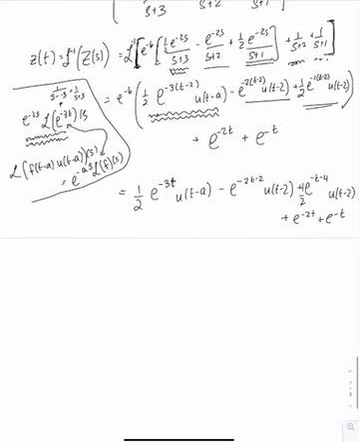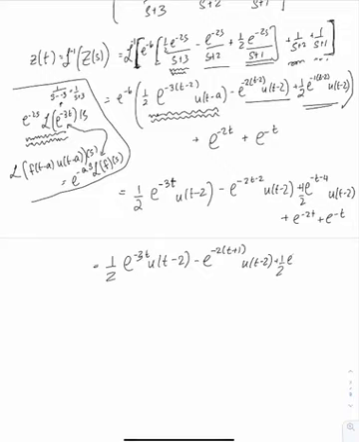Okay, once again, just clean up the exponents and you can write 1/2 e to the minus 3t u of t minus, not a, sorry, minus 2. Minus e to the minus 2t plus 1, u of t minus 2, plus 1/2 e to the minus t plus 4, u of t minus 2.